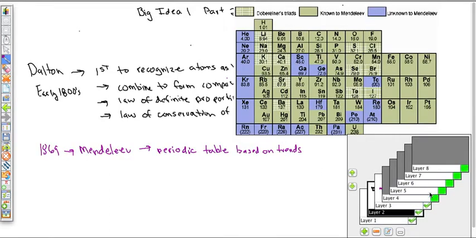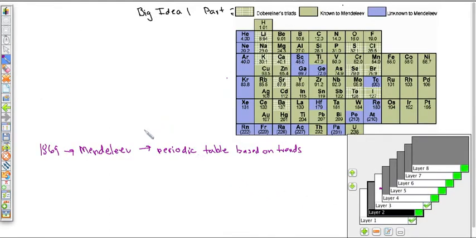So then, moving on from there, we had Mendeleev. And Mendeleev came along in 1869, and he developed the current periodic table that we have. And so this is Mendeleev's periodic table that you see right here. And so you can see that he didn't have all of the elements, but what he started doing is he started grouping the elements in order and started grouping them also based off of their properties.